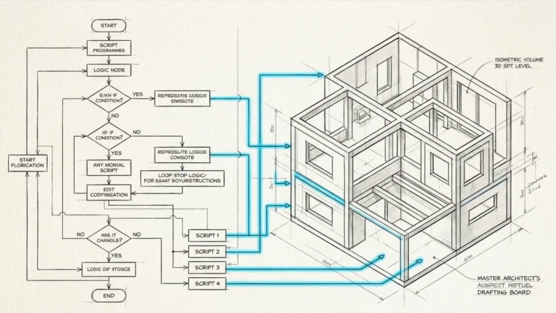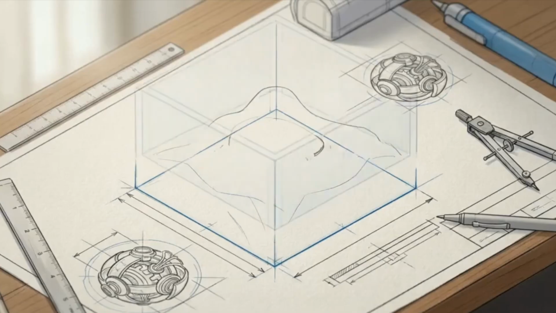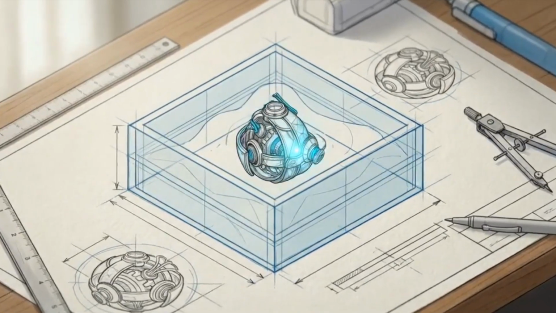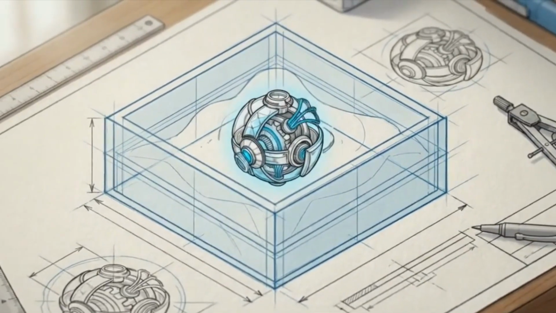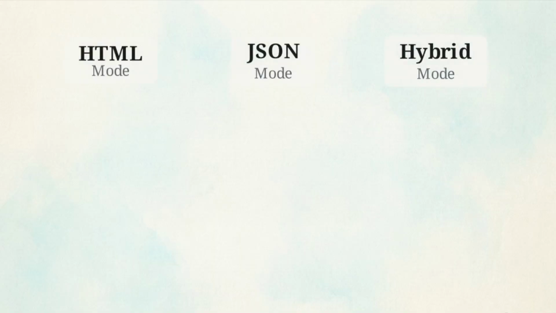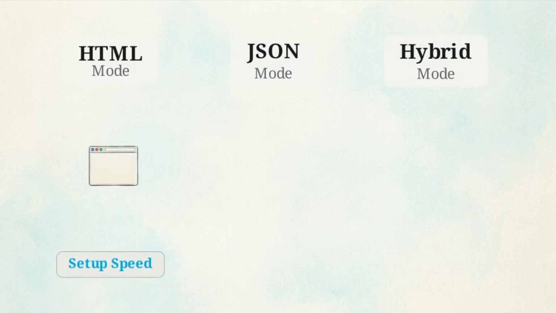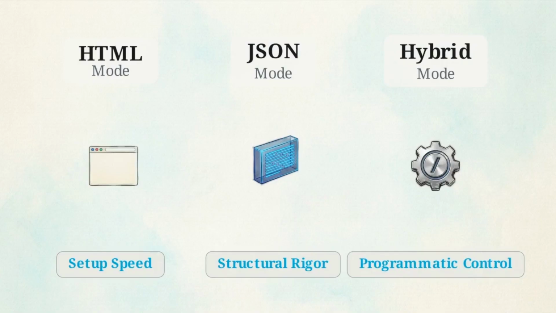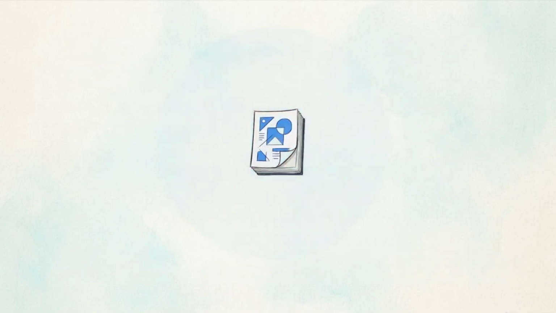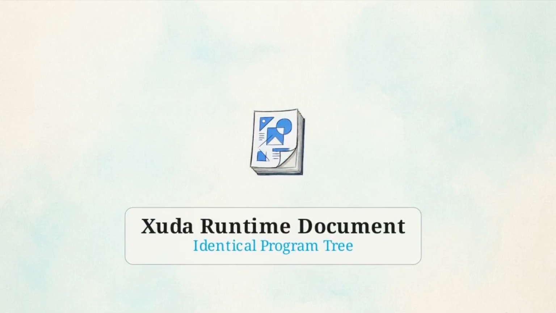The third mode is hybrid runtime authoring, where you assemble the program shape entirely via JavaScript. If you're an ISV or a plugin developer, this lets you spin up isolated widget sandboxes instantly, interacting with the real runtime on the fly. Looking at this comparison matrix for HTML, JSON, and hybrid modes, you can see how they stack up. HTML wins on setup speed for landing pages. JSON demands high structural rigor but serves code generation perfectly, and hybrid gives developers programmatic control. Regardless of the mode you choose, all 3 parse down to the exact same Xuda runtime document under the hood.